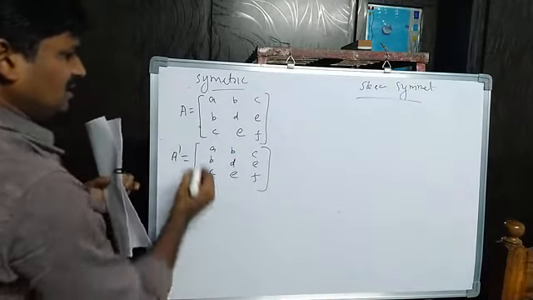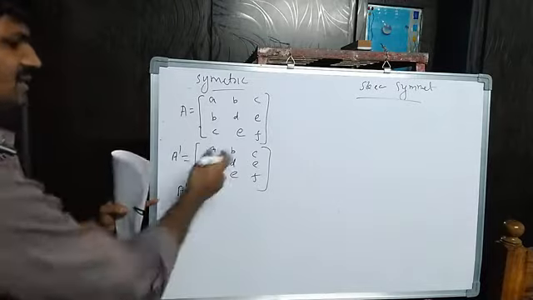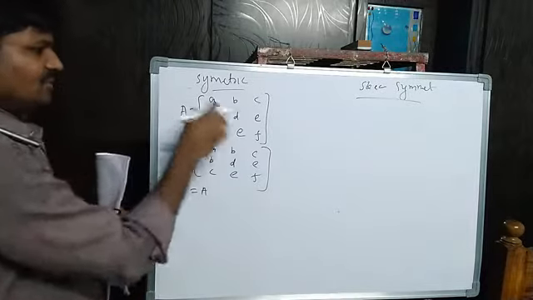Just observe what we got. That means what do you say? A dash equals A, or not? A dash equals A. So that means this one is a symmetric matrix. It is an example of a symmetric matrix.